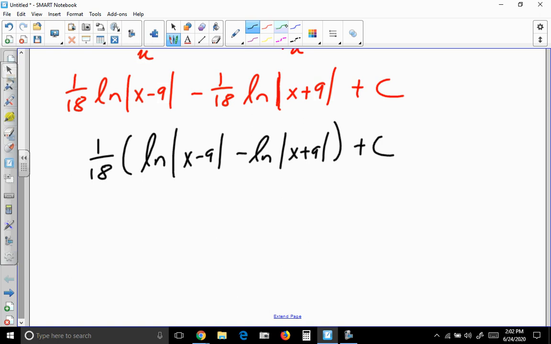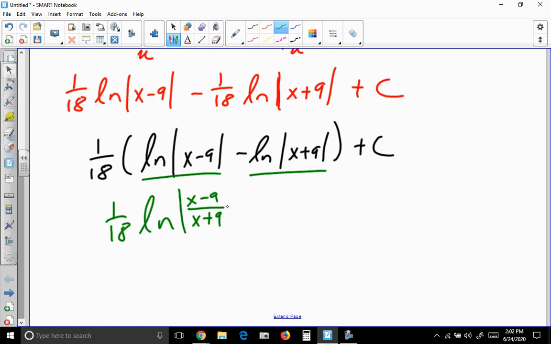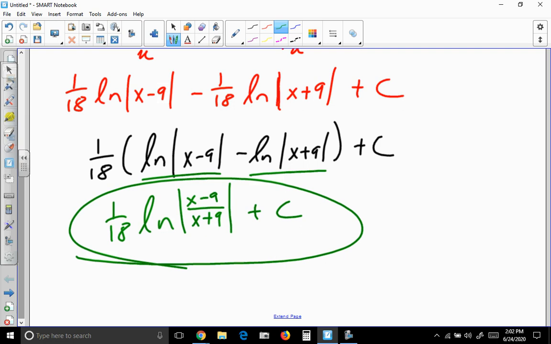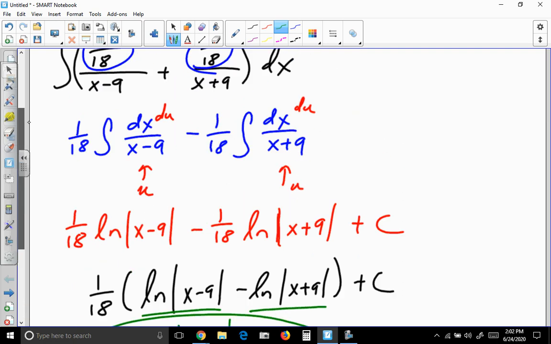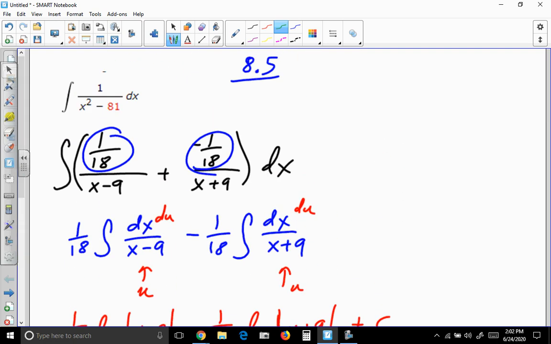One of our properties of logarithms says if we have a log minus a log, then we can combine that into a single logarithm, where the positive log's factor goes on top and the negative one's factor goes on bottom. So we've combined those into a single logarithm, and we were able to integrate that. The biggest thing here is remembering how to do partial fractions.